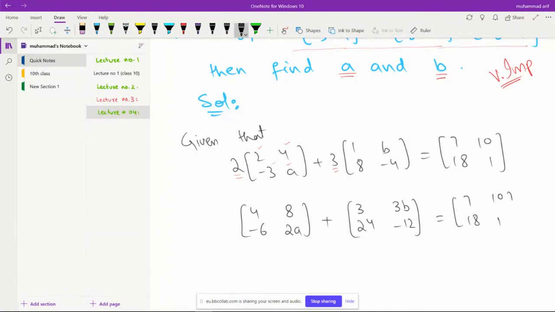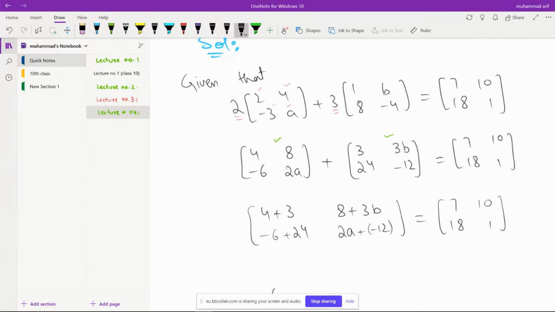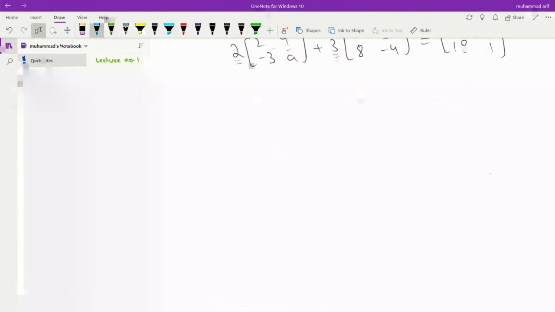18 10 1. Now add these two matrices. Add, we get 4 added with 3, 8 is added with 3B, negative 6 is added with 24, 2A is added with negative 12. 7 10 18 1, we write it as it is.